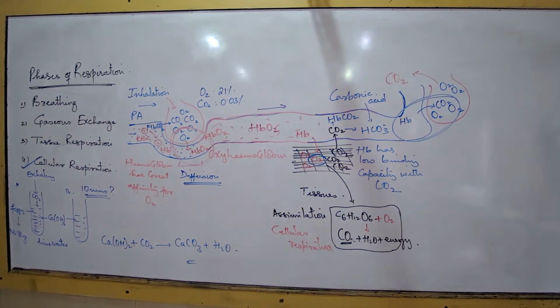Second point you write: diffusion of water in the form of vapor. Number D you know already. Number D, what to write? Name the respiratory pigment and write its role. Respiratory pigment is hemoglobin. Write its role. What is its role? What will you write as the role?